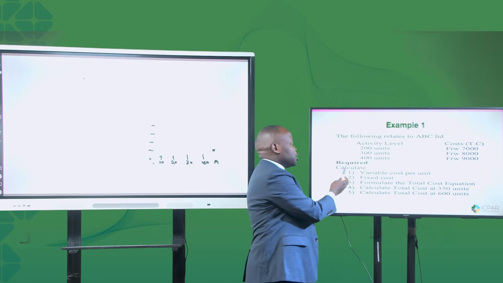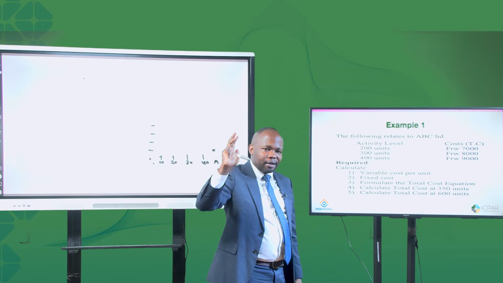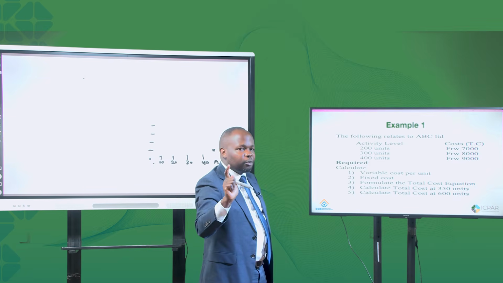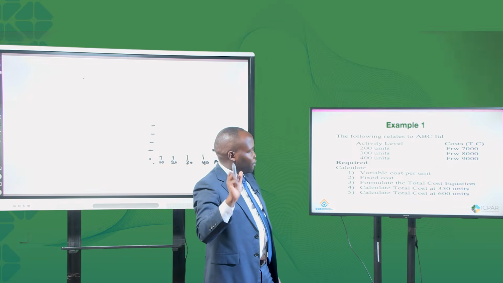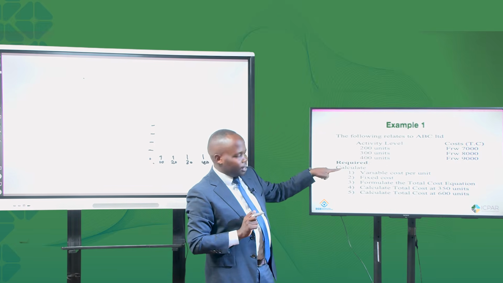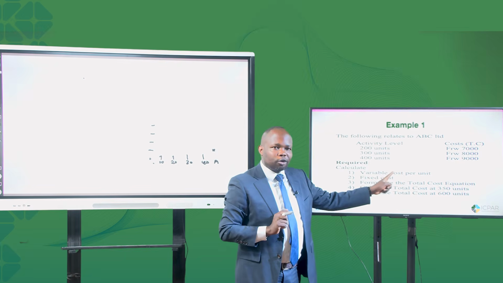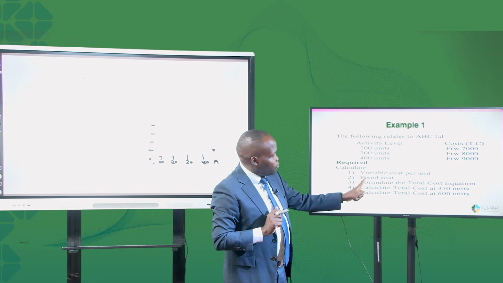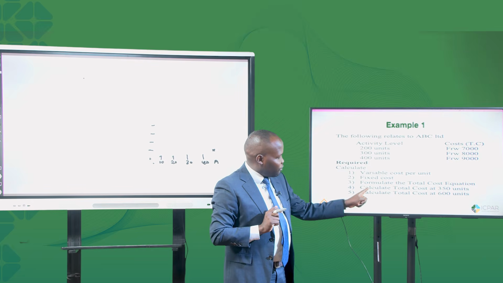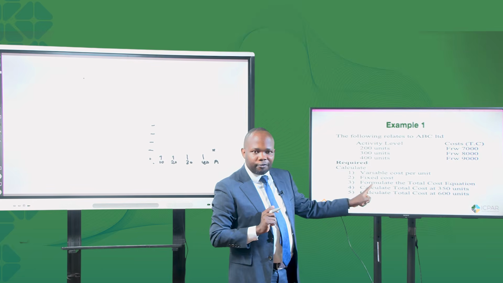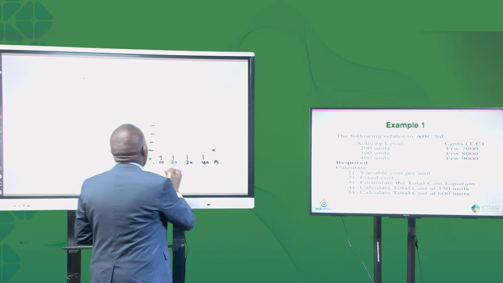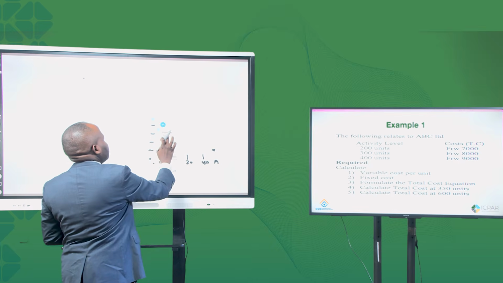Now the requirement is, remember the 4 steps. Step 1, variable cost per unit. Step 2, fixed cost. Step 3, formulate the total cost equation. And step 4, estimate the total cost. Let's start with step 1, which is our first requirement, variable cost per unit. Once we are done with that, we go to step 2, fixed cost. Step 3, formulating the equation. And step 4, requirements 4 and 5, they look at step 4. Step 4 is estimate the total cost. So we want to solve these examples.